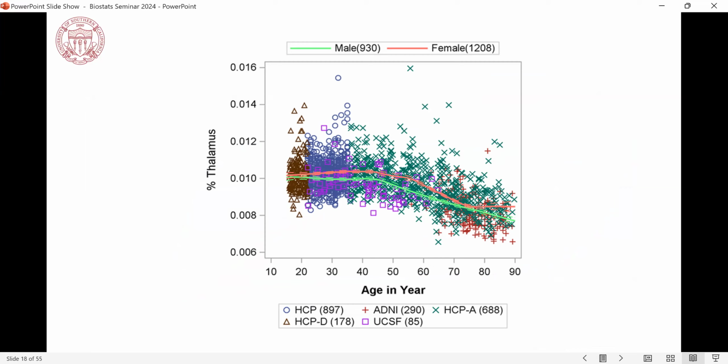For male and female, it's not linear. Around 40 or so, everything starts decreasing. The atrophy starts, and the female has a delay. Male atrophy is faster than female.